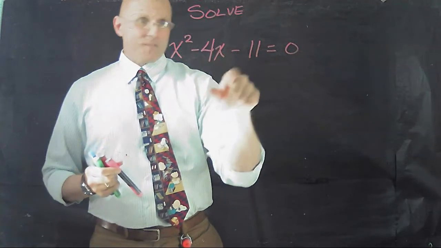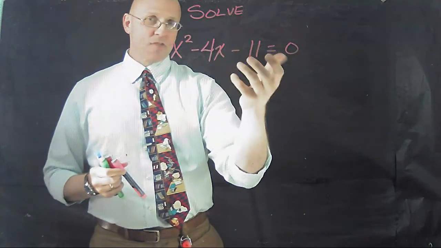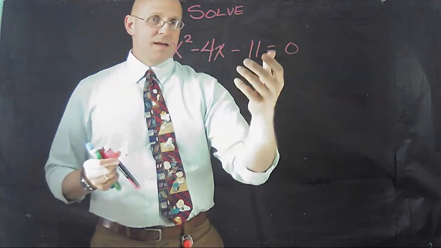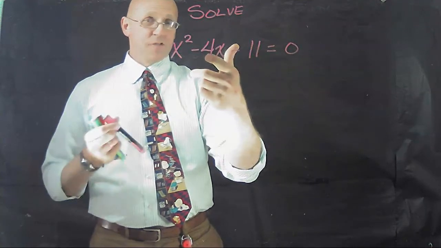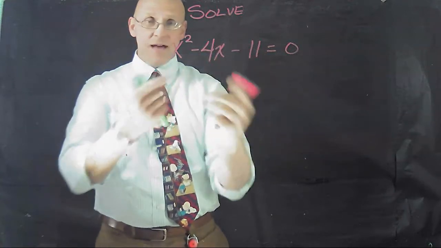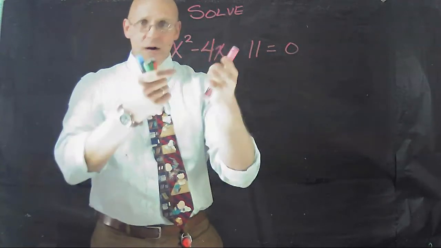This doesn't factor. 11 is a prime, so its only factors are 11 and 1, and there's no way to take 11 and 1 and get a sum or difference of 4. So this is a prime. It's not factorable at all. So how will I deal with this?